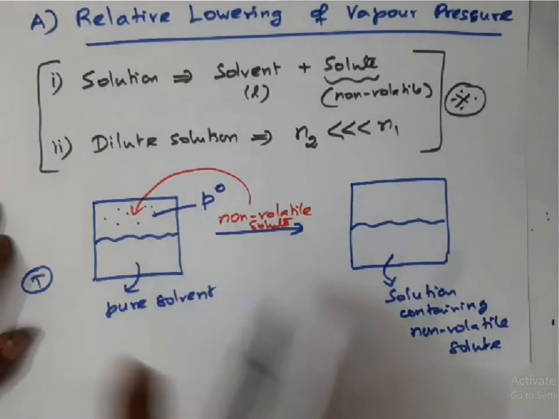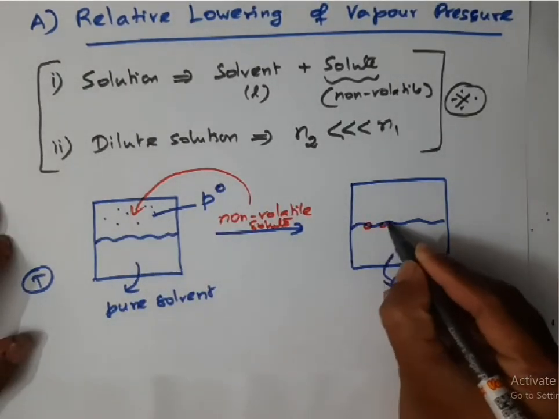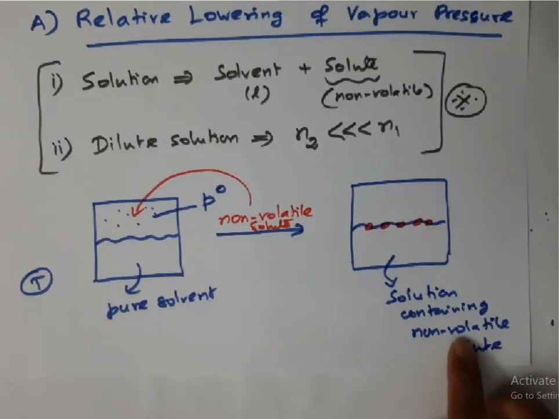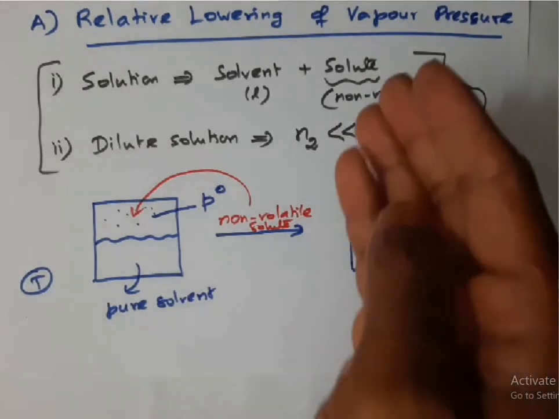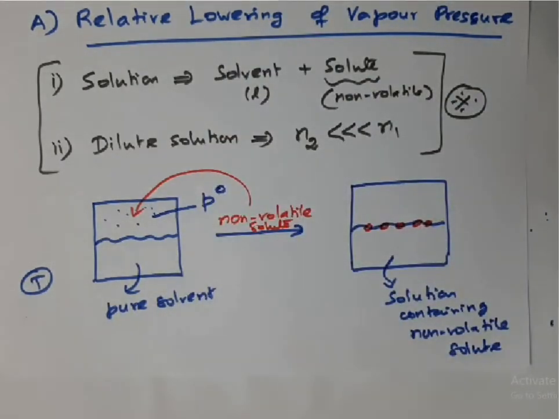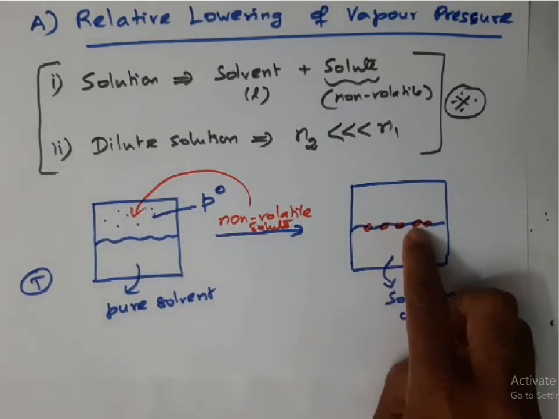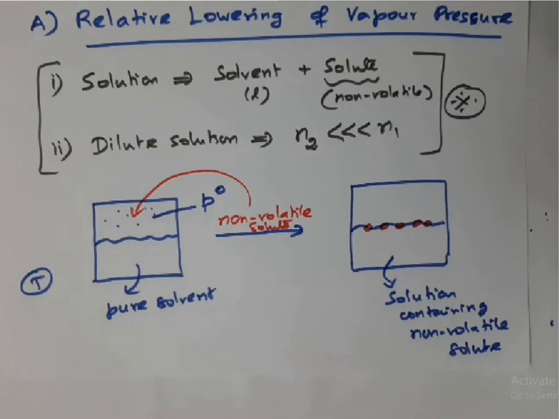When you add a non-volatile solute, what will happen? Some of the surface is also covered by solute molecules. But we have taken non-volatile solute, so solute molecules do not undergo evaporation. They remain in solution but cover some of the surface. What happens because of that? If it covers some of the surface, more solvent molecules cannot go to the vapor state. Only a few molecules of solvent will evaporate and go to the vapor state.